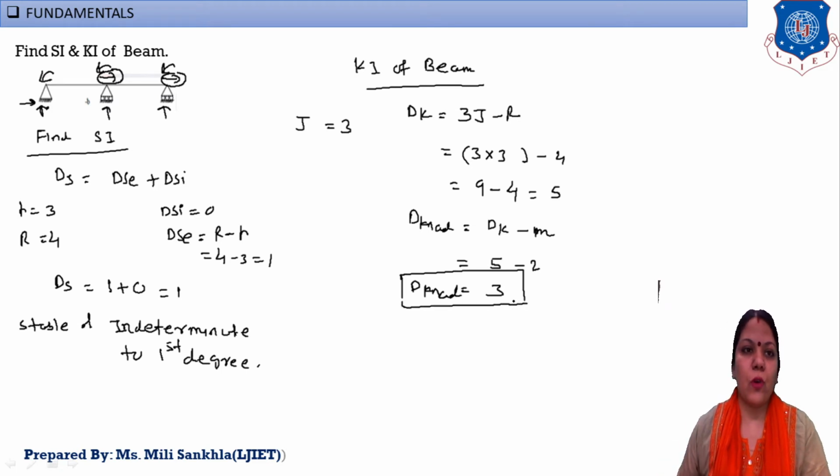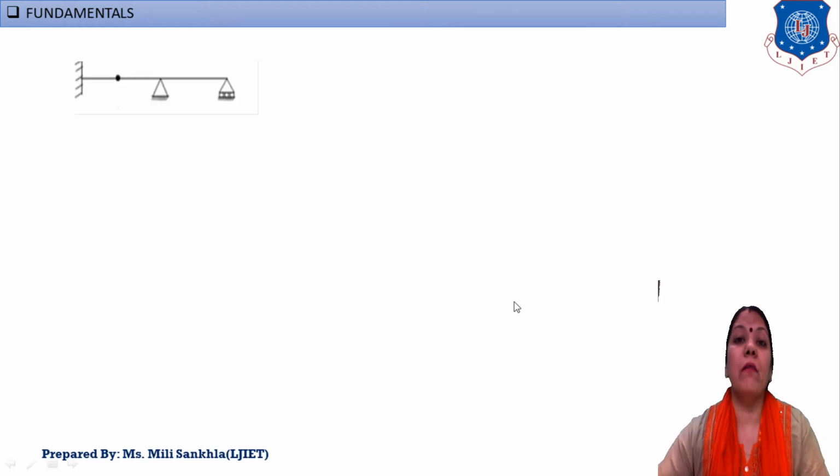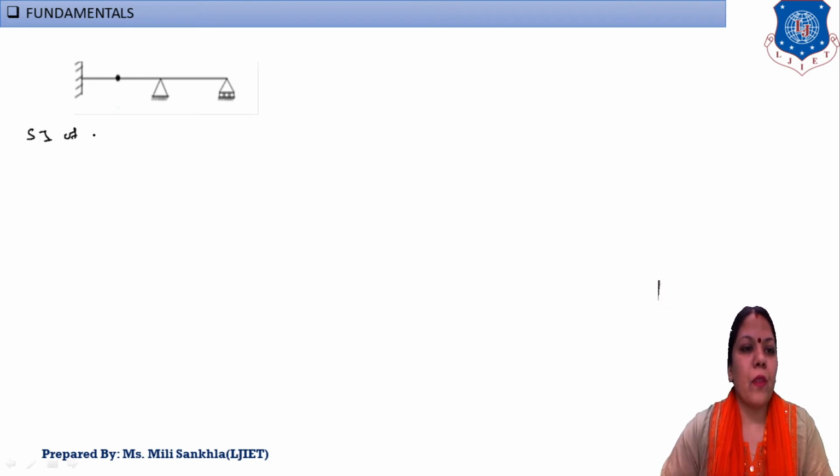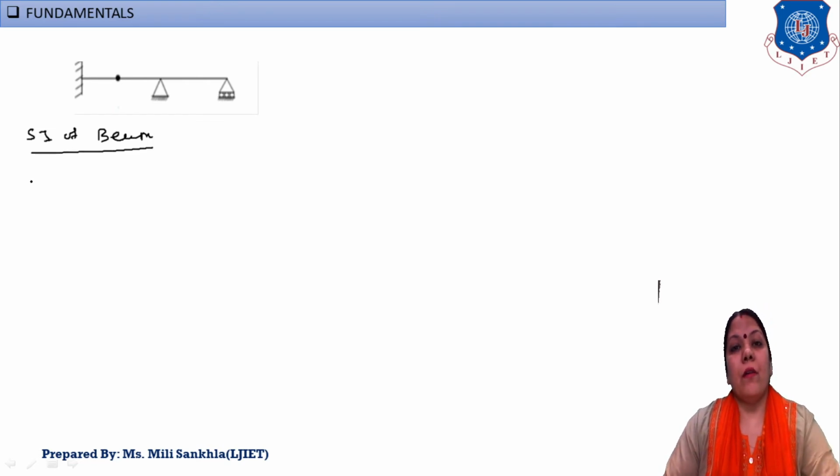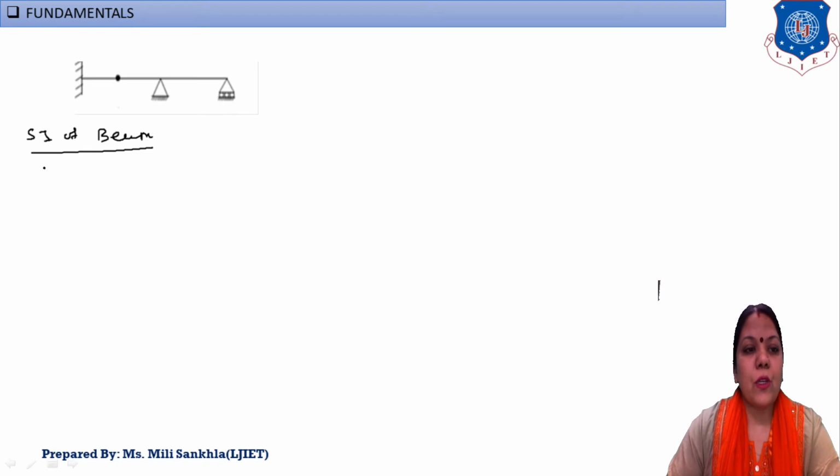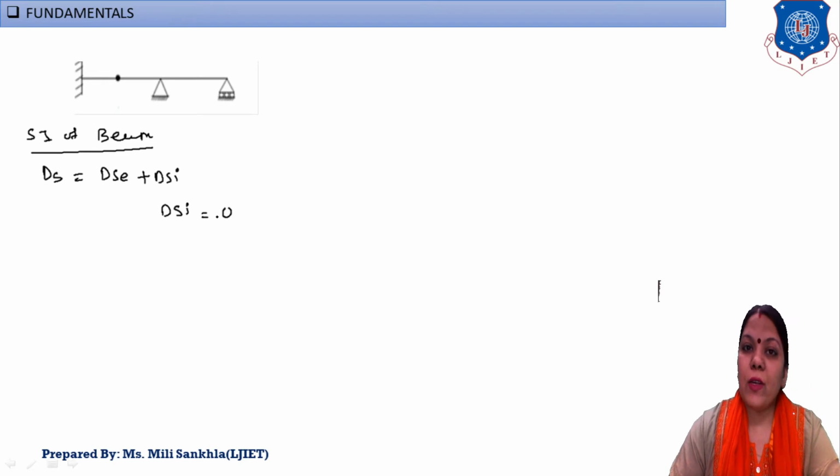Okay, now solve another beam. Okay, here I take an internal hinge. Okay, now one by one. First we find out SI. Okay, first we find out SI of beam. In SI of beam, here equation is first ds is equal to dac plus dsi. Now dsi for beam is equal to always 0 and dac is equal to capital R minus small r.